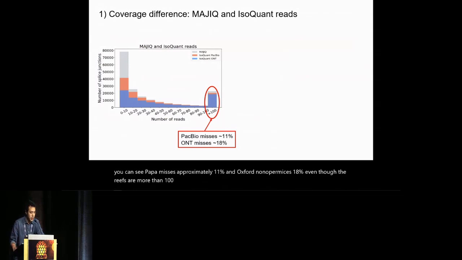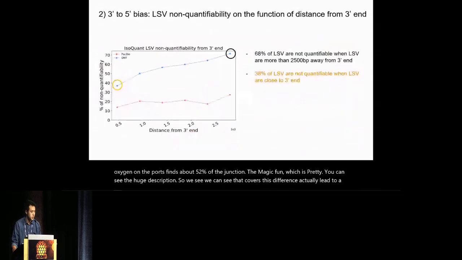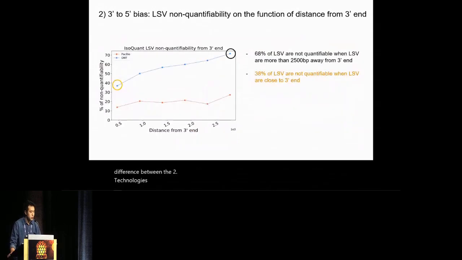And again, when we compute this in a CDF plot, you can see PacBio finds approximately 70% of the total number of junctions that MAJIQ finds, and Oxford Nanopore finds about 52% of the junctions that MAJIQ finds, which is pretty, you can see the huge discrepancy. So we can see that the coverage difference actually leads to a difference between the two technologies. And number 2 could be due to 3' to 5' bias.